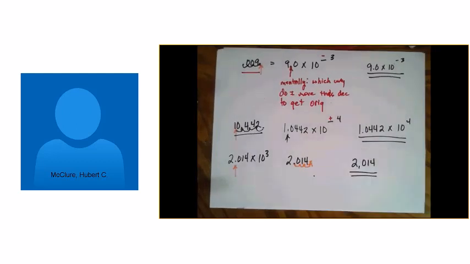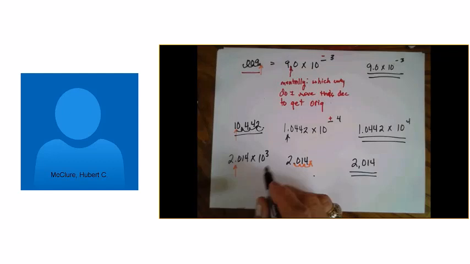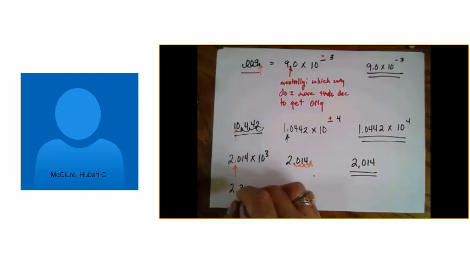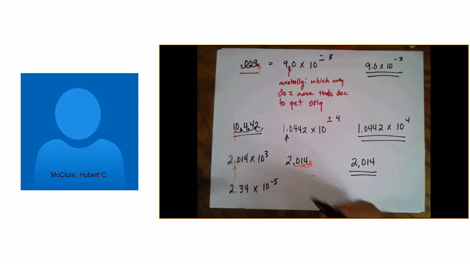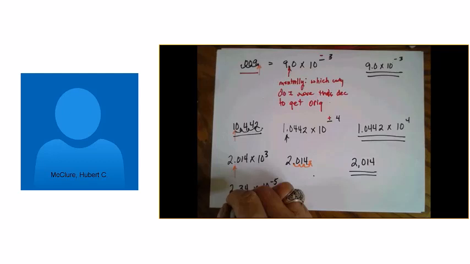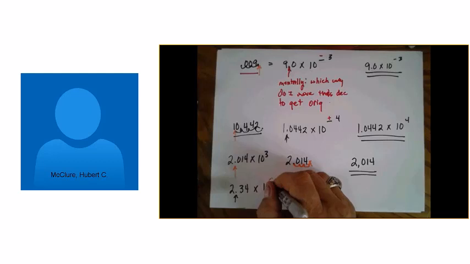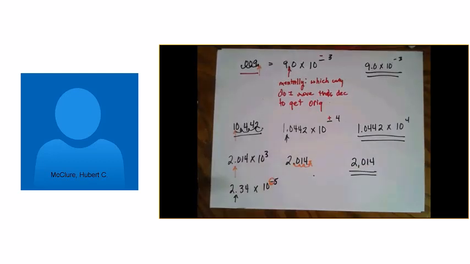Next, 2.34 times 10 to the negative 5. So here's my decimal. Which way do I have to move it? Well, if positive means right, what does negative mean? Left. Left. Thank you. Appreciate y'all participating.